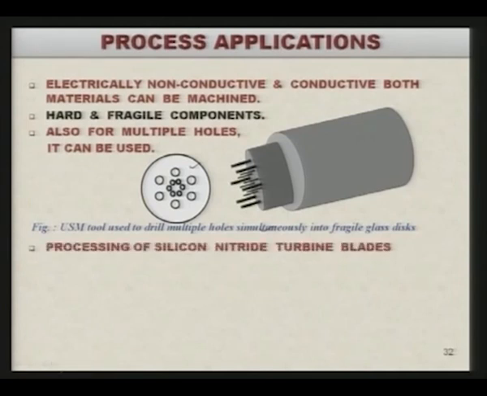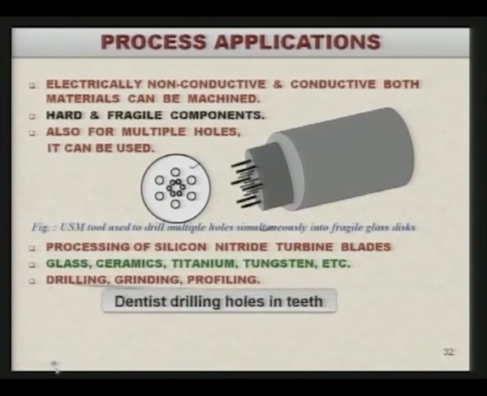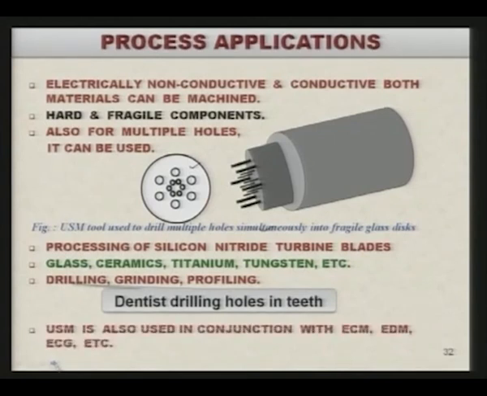Processing of silicon nitride turbine blades is also possible by this particular process. Glass, ceramics, titanium, tungsten, etc. are the materials which can be machined by this process. Drilling, grinding, profiling and other kinds of operations can be performed. Now, this is a very common application, that dentists, while drilling holes in teeth, use this particular process, and this is very interesting.